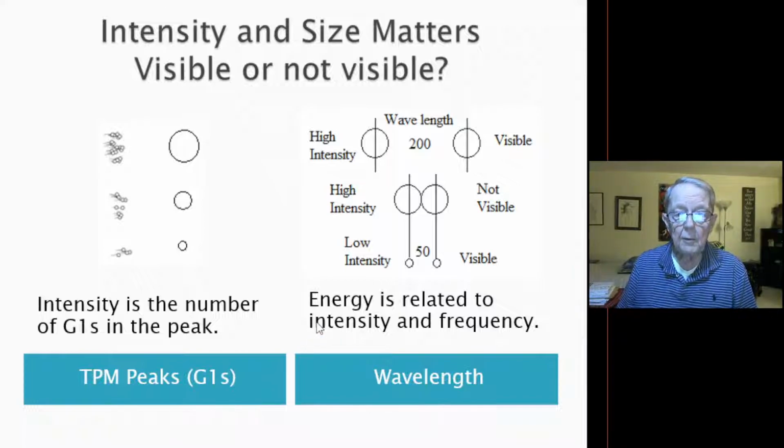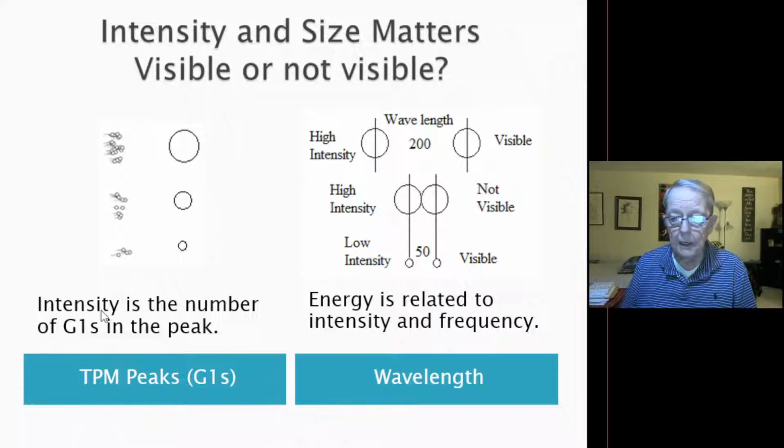Okay, so now I'm going to talk about how the TPM might explain the ultraviolet catastrophe. I'm going to start with describing, here's a peak. I think there's maybe almost 20 G1s there. I actually tried to count them, 10 here and 5 here, just to make nice numbers. And I'm going to draw a big circle for a large peak and a smaller circle for a medium peak and then an even smaller one.